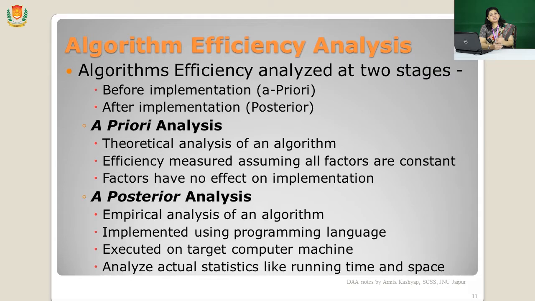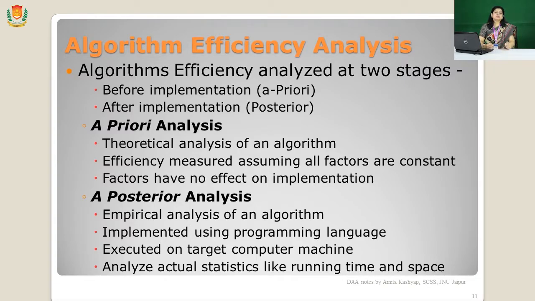Once we implement the algorithm and then observe its performance, that kind of analysis is called a posteriori analysis. A priori analysis is a theoretical analysis where we consider a certain function and assume that the rest of the factors that generally affect the algorithm are constant. That means they are not making much impact on the algorithm. So the efficiency is measured by assuming that other factors are constant and will not affect the algorithm.